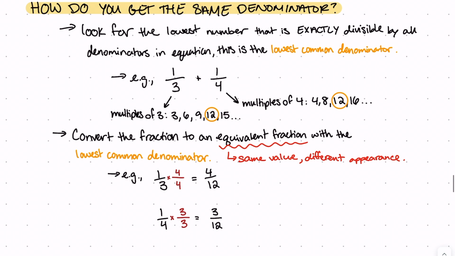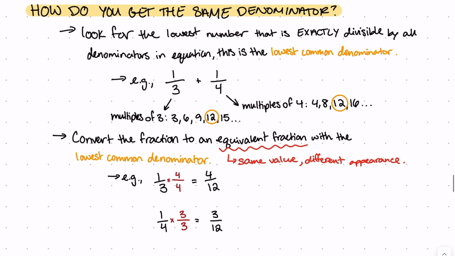So how do you get the same denominator? To get the same denominator, you need to look for the lowest number that is exactly divisible by all the denominators in the equation. And then that would be considered the lowest common denominator. So you want the lowest number that's exactly divisible. And what do I mean by that? I mean, once you divide it, you get a whole number. You don't get any decimals or any fractions.